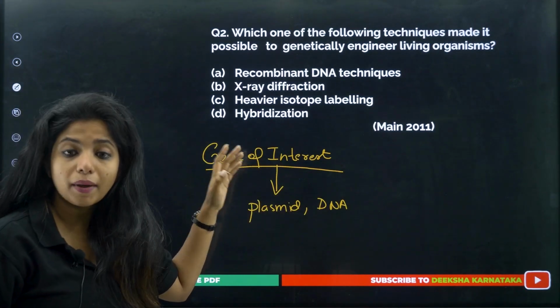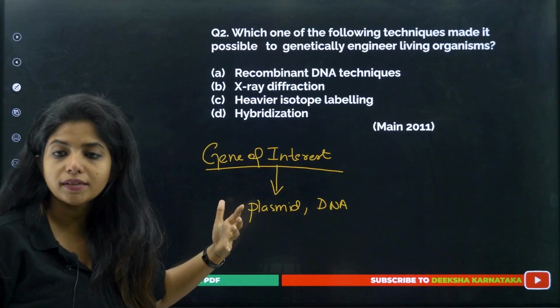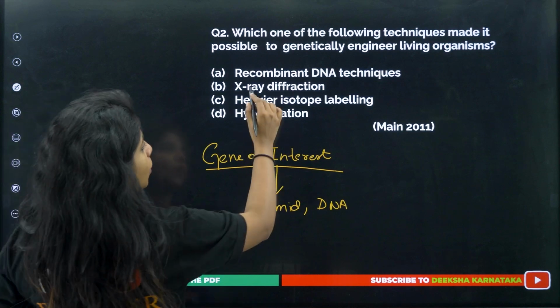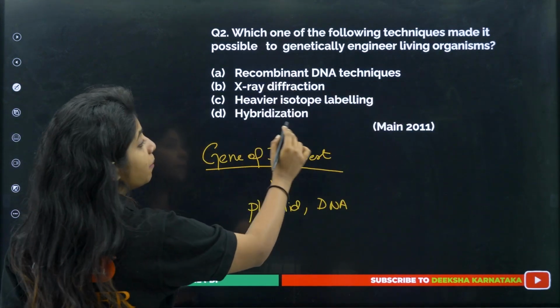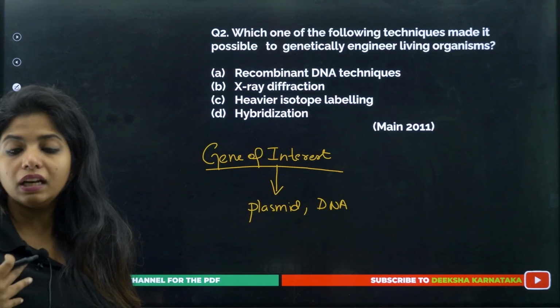Now, this method of genetic engineering was made possible because of what? Recombinant DNA techniques, X-ray diffraction, heavier isotope labeling, hybridization. How was I able to do genetic engineering in living organisms, children?